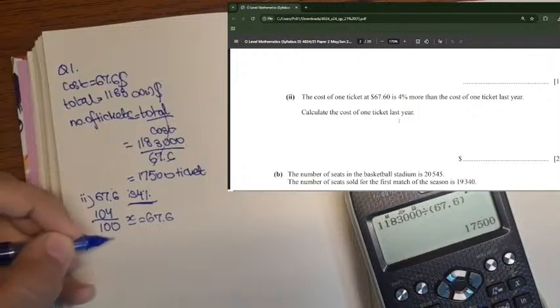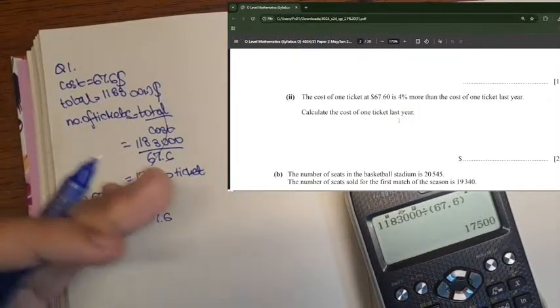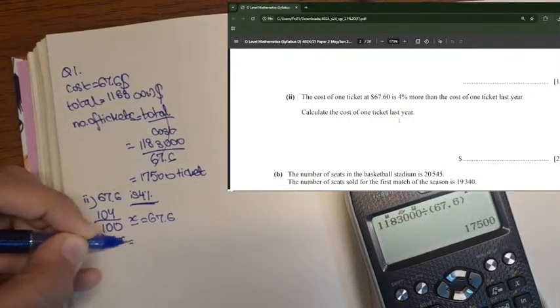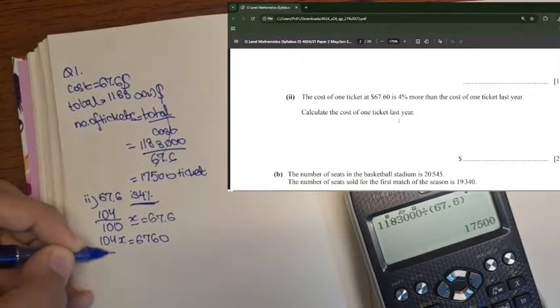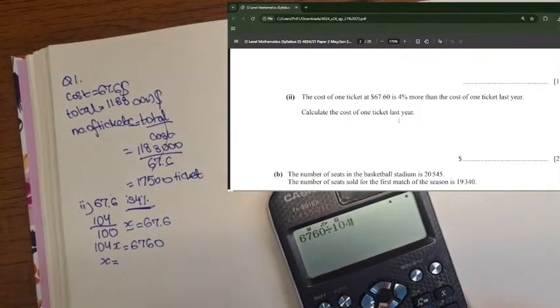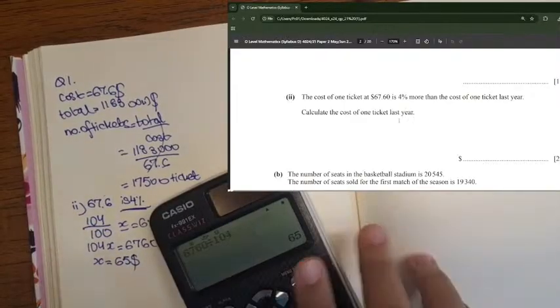So this is the value and the percentage that we set up, and we need to solve for X because we want to find the cost of one ticket last year. So let's multiply by 100 on both sides to get 6760, and let's divide by 104 on both sides. 6760 divided by 104 comes out to be 65, and that is the answer for the cost of one ticket last year.